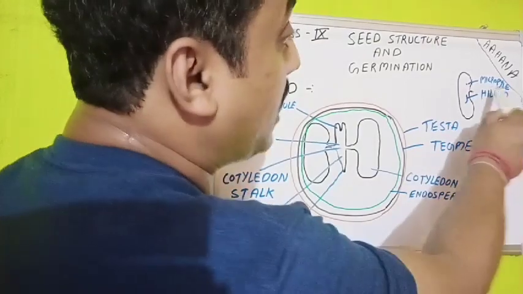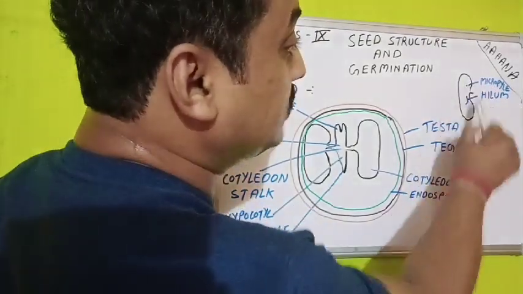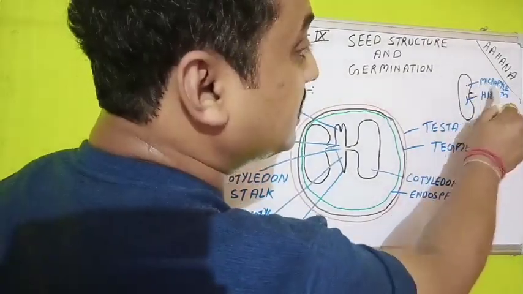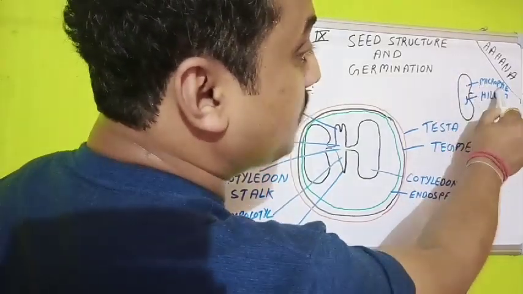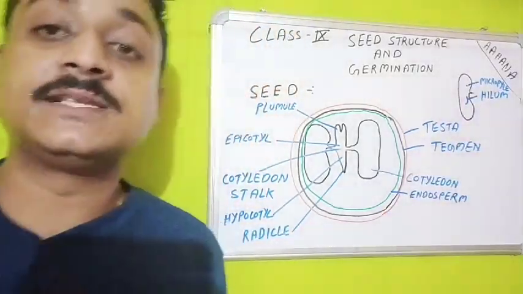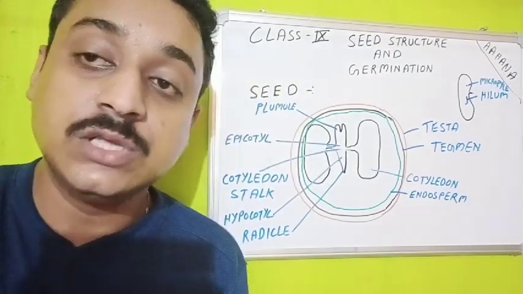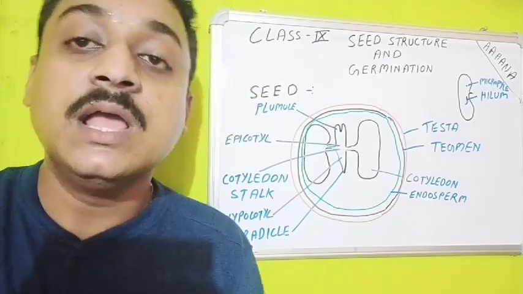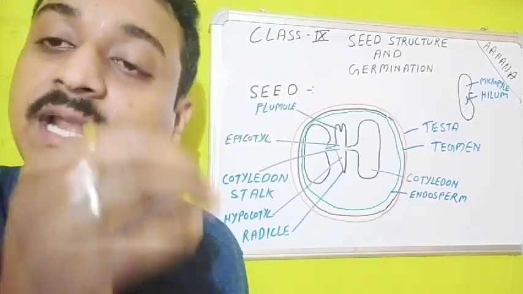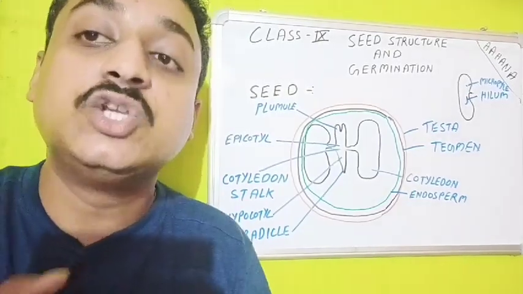Now, this part is the micropyle. I have made a whole seed without dissecting it. It is not a dissection diagram, it's a whole seed. This micropyle is a small pore present in the seed which allows the diffusion of gases. Means gases and water can easily go inside the seed and come out, so that the seed could germinate.